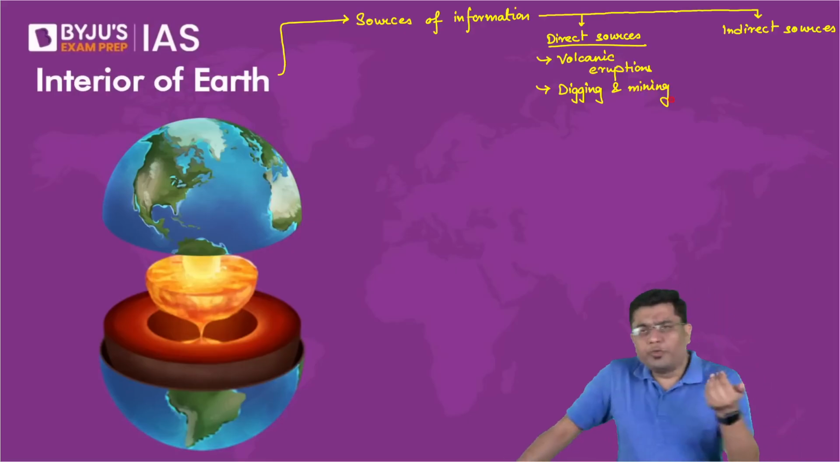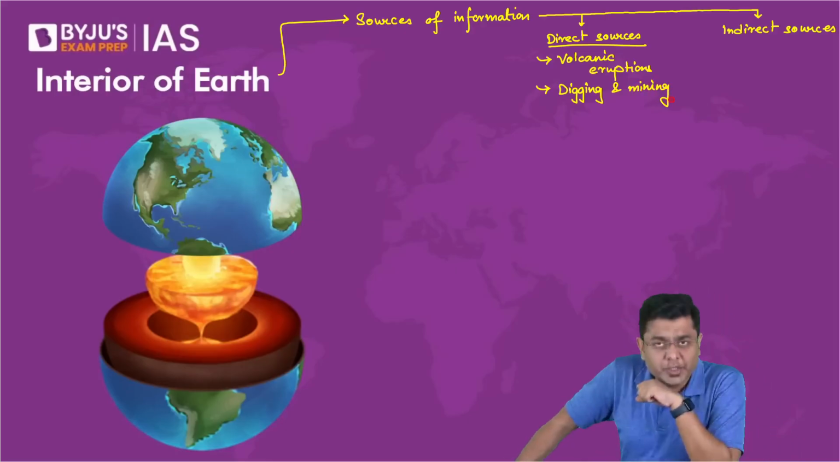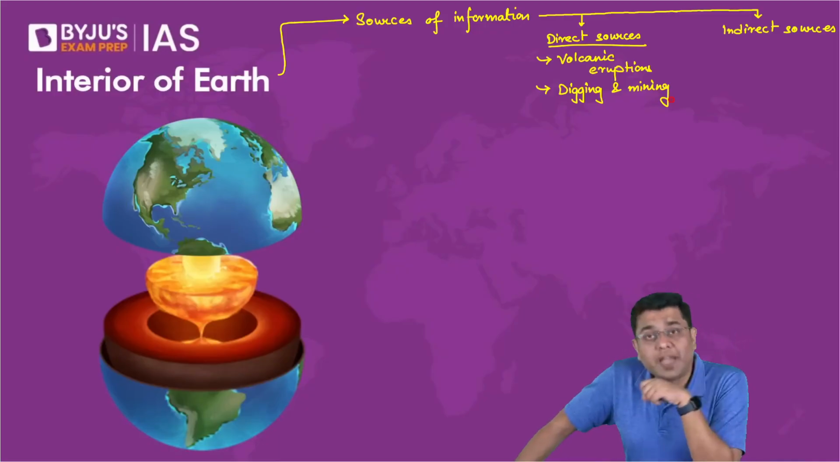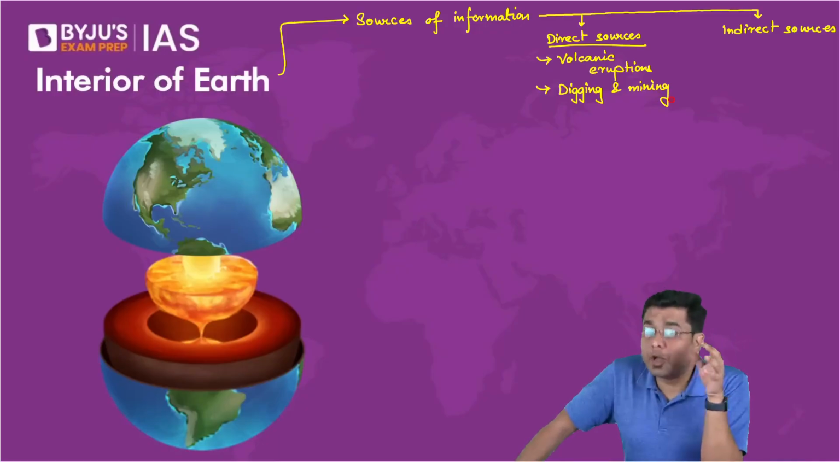Obviously, here also we have a significant bit of limitation. You cannot end up digging a hole endlessly. There's a limitation to that as well. Because when we talk about the digging and the mining, the deepest hole which has been dug is where? It is in the Kola Peninsula. I hope we are aware where the Kola Peninsula is.